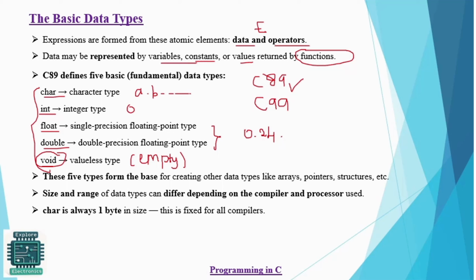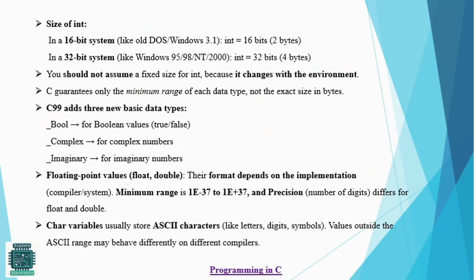These five types form the base for creating other data types like arrays, pointers, and structures. About this topic, you will be studying in the upcoming modules. Okay, next, size and range of data types can differ depending on the compiler and processor used. But char is always 1 byte in size. This is fixed for all compilers. Next is size of int. The size of char is 1 byte, which remains the same for all the compilers.